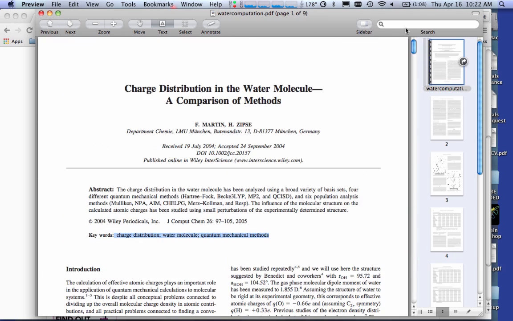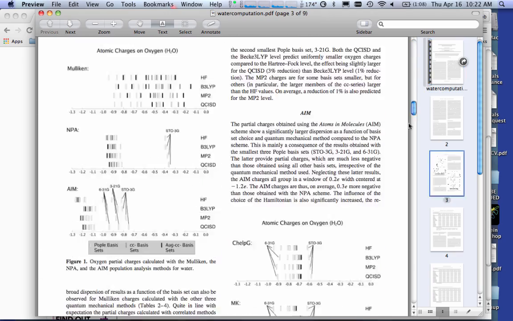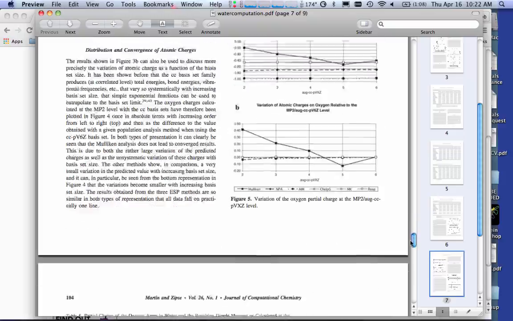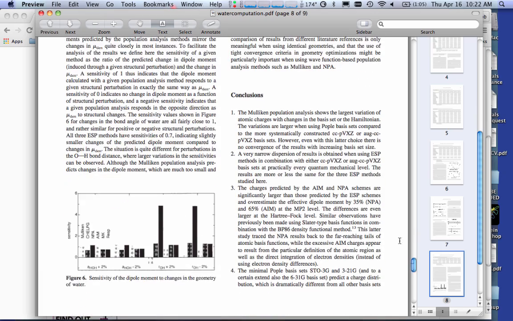If I go back up here for a minute, the research question is, what methods are used to calculate charge distribution in the water molecule? So I can take the title of this paper and basically turn it into a question, and that becomes the research question. And I'm going to go down here now to the conclusion. And they did this really very well.